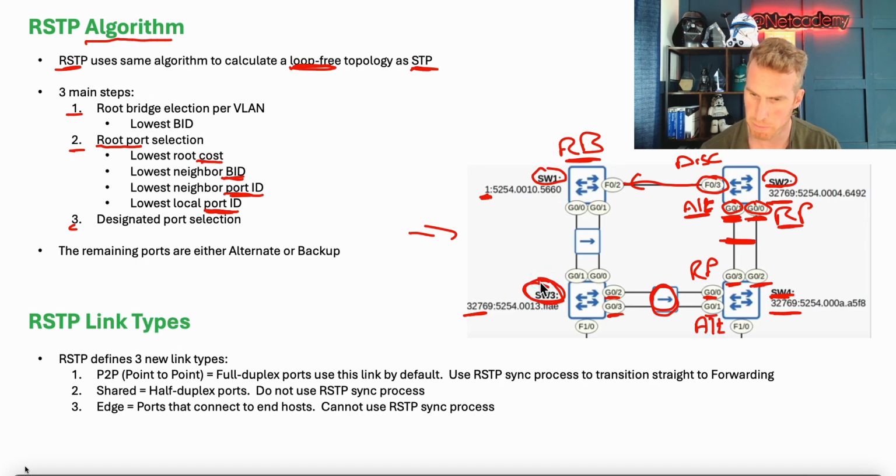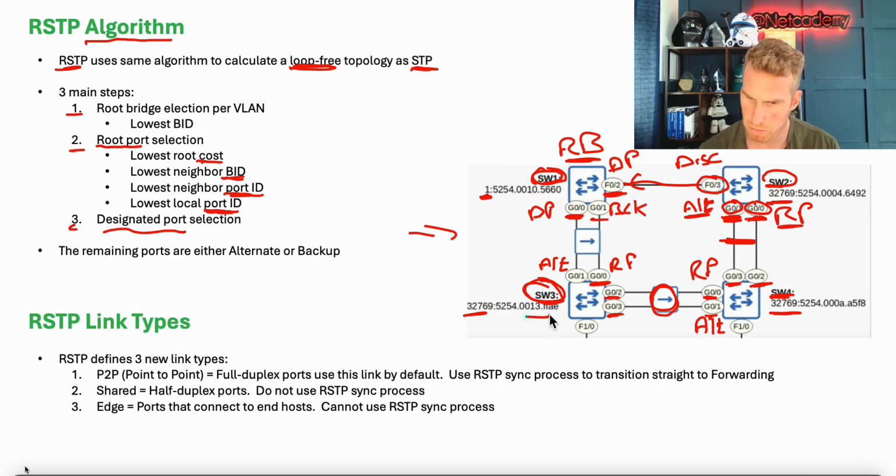And finally on SW3, same concept as we just went through. The gig 0 port will become root port because it's the lowest ID, and then gig 01 will become the alternate port. And then once you've got your root ports, then have the designated port selection. So on SW1 here, this is going to become a designated port. The F02 will become a designated port, but which one will become designated, gig 00 or gig 01? It will be gig 00 because it is the lowest port ID, and this would then become a backup interface.